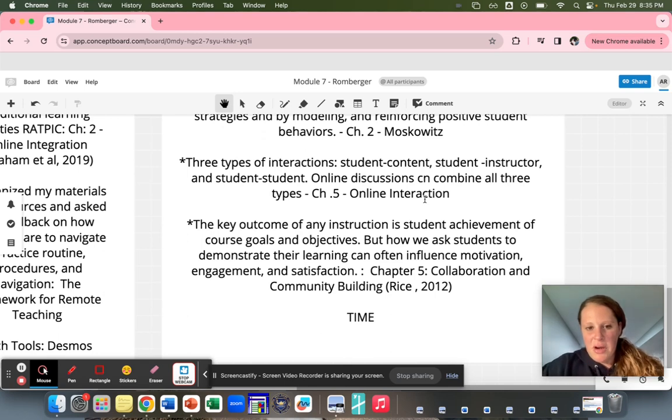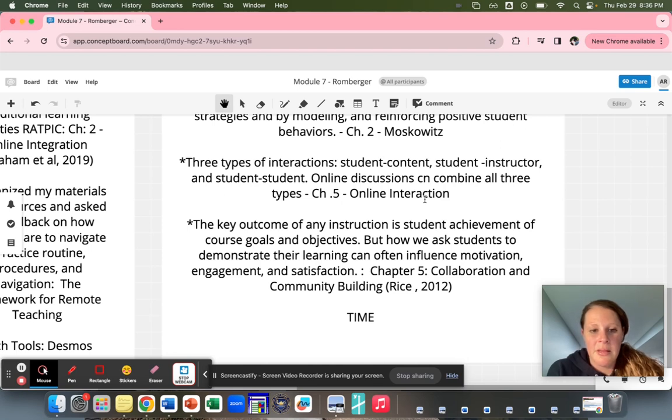I also don't think I ever thought about these 3 types of interactions that are actually there for the students, right? The types of interactions that a student can have are student to content, student to instructor, or student to student. And the chapter 5 online interaction article mentions that online discussions can combine all 3 of these. I don't think I ever really thought of it that way, but they really could. They get time to talk to the instructor, they get to talk to their peers, and they also get to access content. So it's interesting that I've never realized that online discussions can be extremely helpful for that.